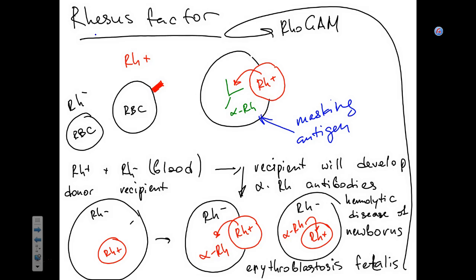Every time, if you get married, ask your significant other about their blood group. You better do a match. Because if they're unmatched, and the mother is negative and the father is positive, there's a good chance the child will be positive.